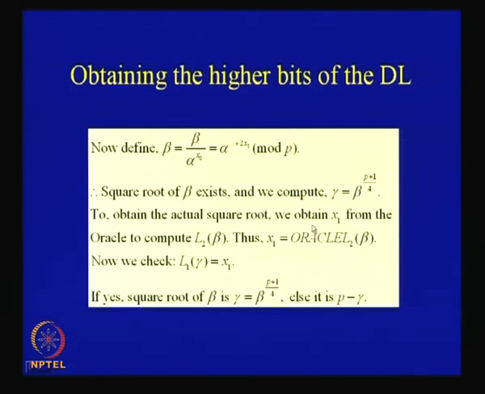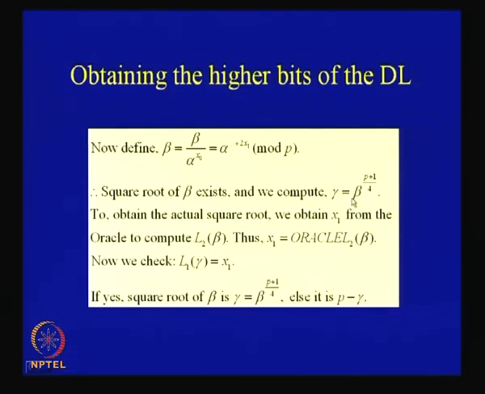Okay. So, what we do is that we compute x1 from the oracle to compute L2 beta. So, assume that there is an oracle which actually computes the value of L2 beta. That is the way we do the proofs. So, we assume that there is an oracle which computes the value of L2 beta and gives the value of x1. Now we can check whether x1 is indeed equal to L1 gamma.